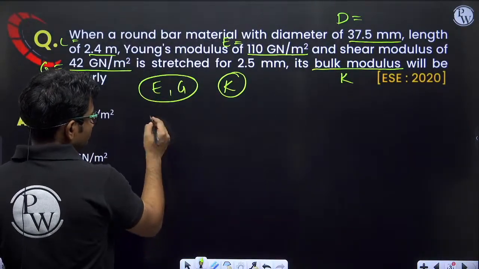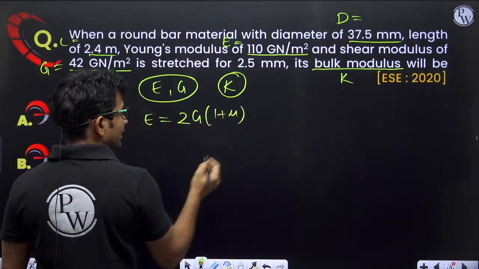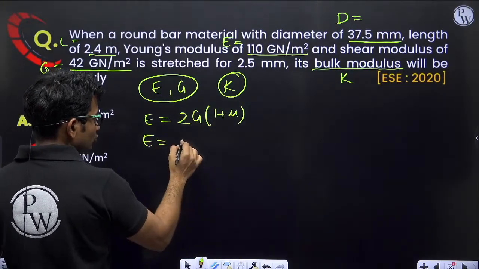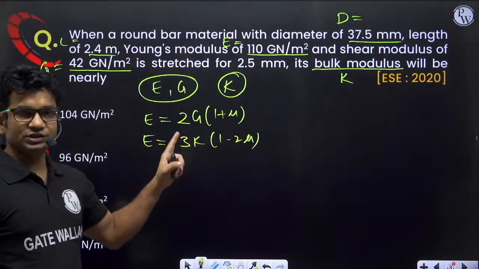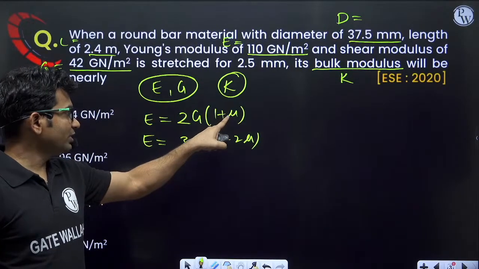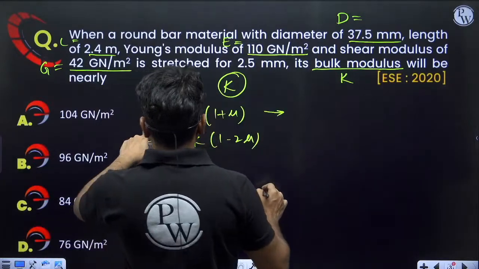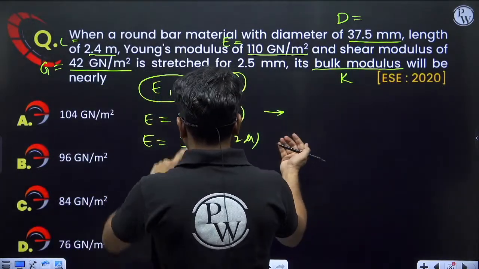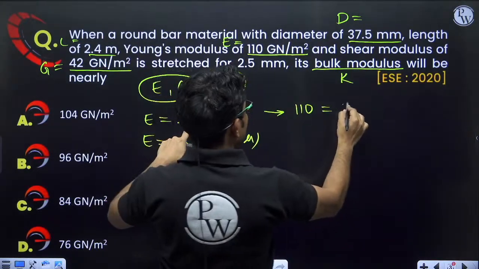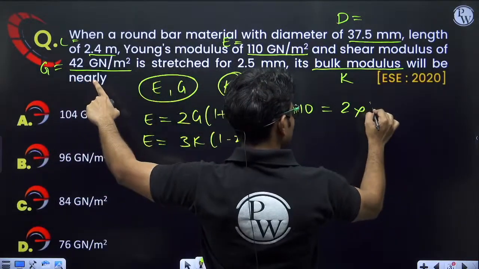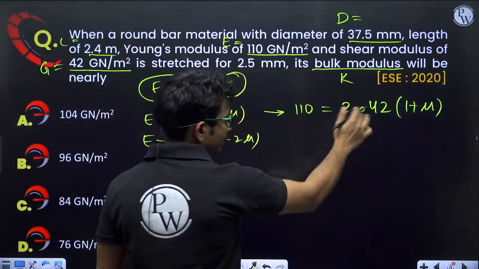We have the relation between E and G: E is equal to 2G(1 plus mu), and the relationship between E and K: E is equal to 3K(1 minus 2 mu). From these two equations we have to eliminate mu. So let us calculate mu from the first and put it in the second. E is known and G is known. 110 is equal to 2 into 42, into (1 plus mu). From here we can calculate mu.